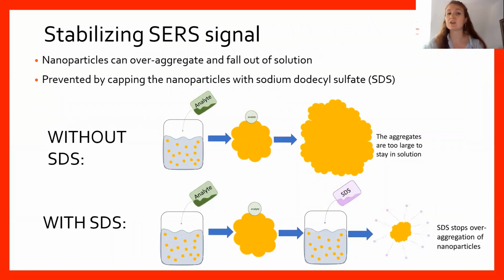Another problem with using SERS is that sometimes the signal does not stay constant over time, and this is due to the nanoparticles over-aggregating. The gold gets too big and it no longer stays suspended in solution, and it falls out and clumps together at the bottom.